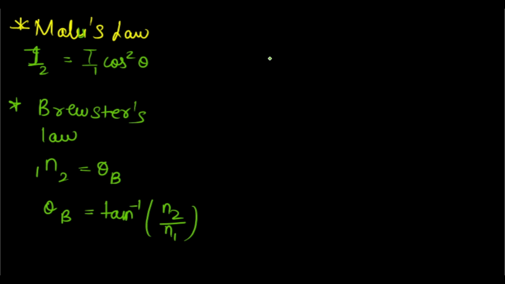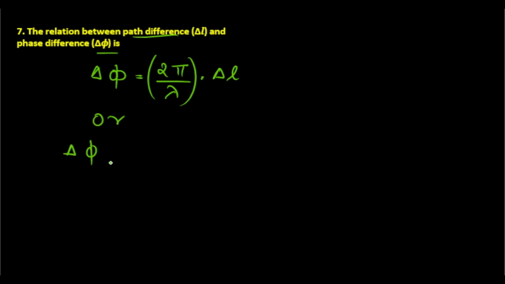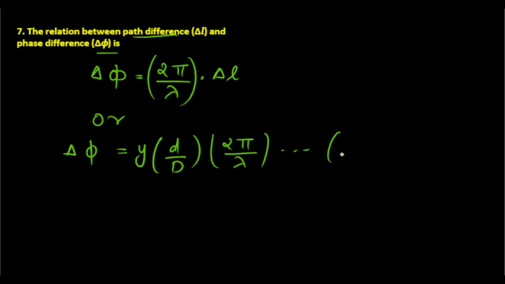Now, let us go further. The relation between path difference, change in L, and phase difference, change in phi, is: change in phi is equal to 2 pi by lambda into change in L. This is the relation between path difference and phase difference. One more formula we have is change in phi equals y into d by D multiplied by 2 pi by lambda. So here change in L is equal to y into d by D.